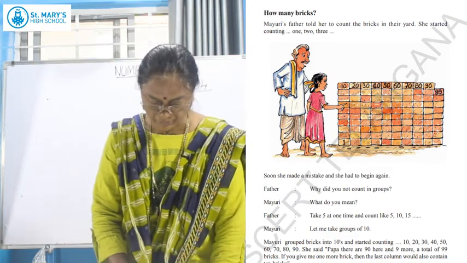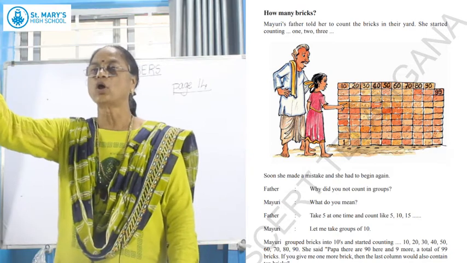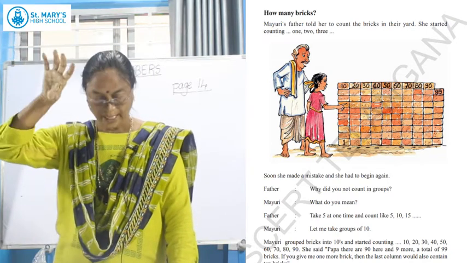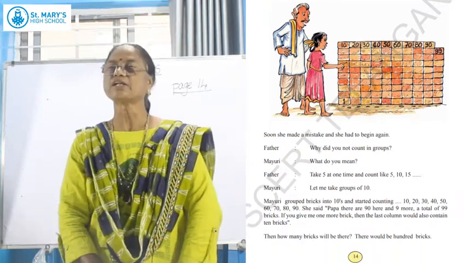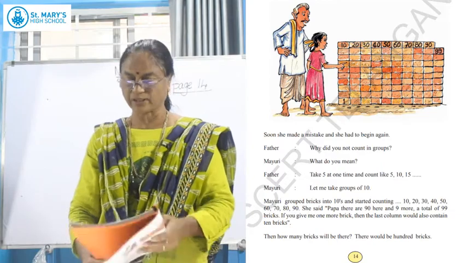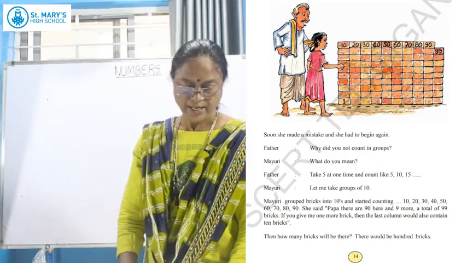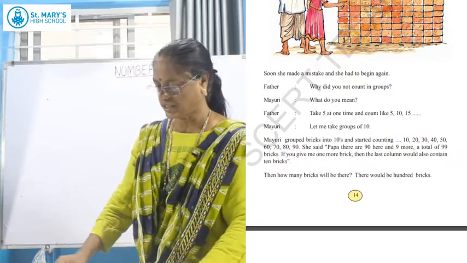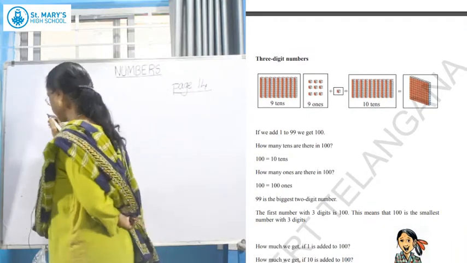If you give me one more brick, then the last column would also contain 10 bricks. Then how many bricks will there be? There would be 100 bricks. 10 tens are 100, right? Now you look here, a 3-digit number. 100 is a 3-digit number.